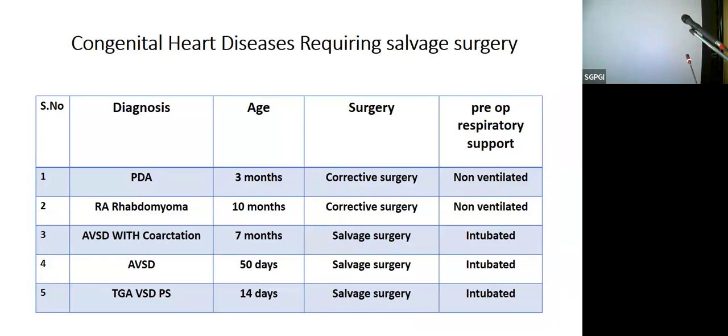So this is our data of those 5 surgeries. Out of 5, 2 survived. 3 we couldn't save. Now I would like to highlight certain things. These three were complex congenital heart diseases, and these were salvage surgeries.